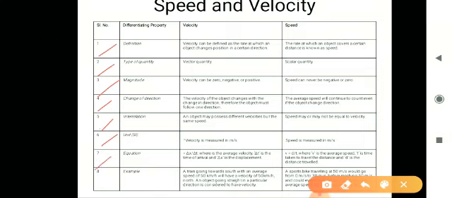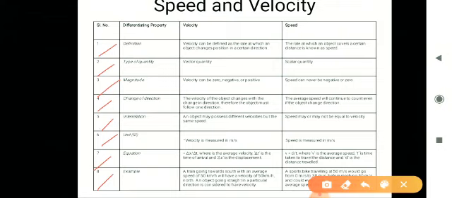Equation of velocity is delta x upon delta t, where it is the average velocity. Delta t is the time of arrival and delta x is the displacement. V is equal to d upon t, where V is the average speed, t is the time taken to travel the distance and d is the distance travelled.